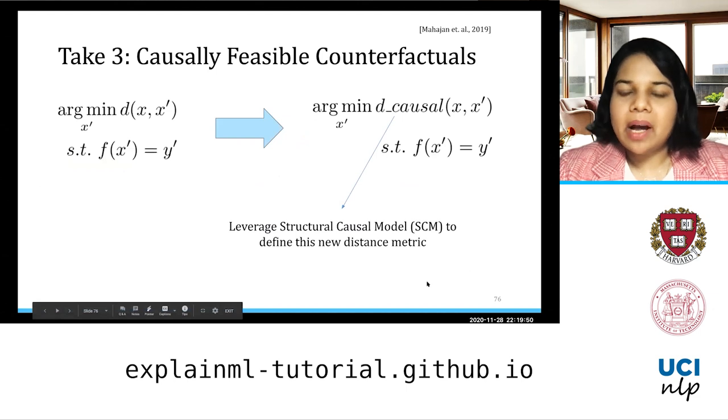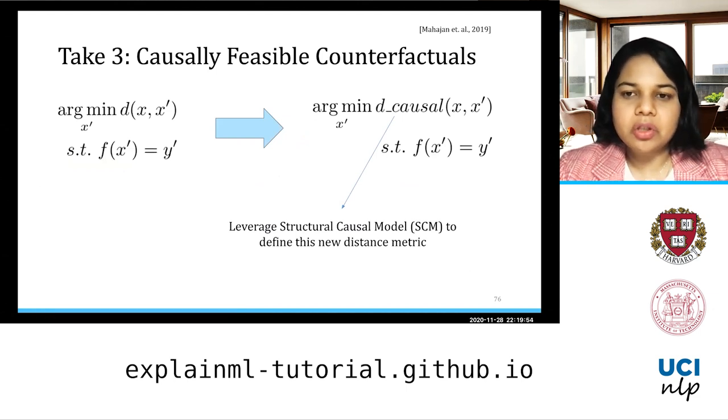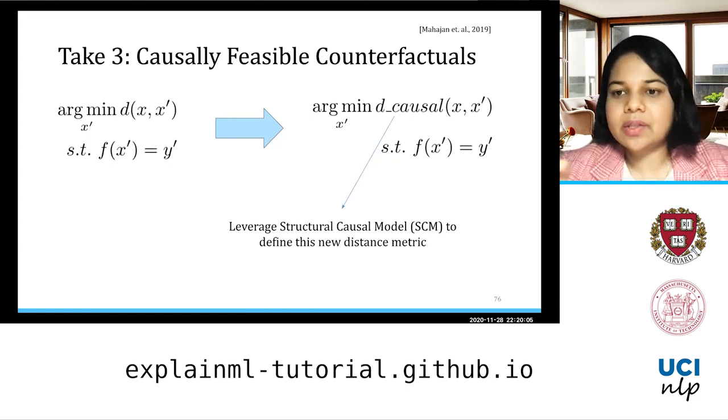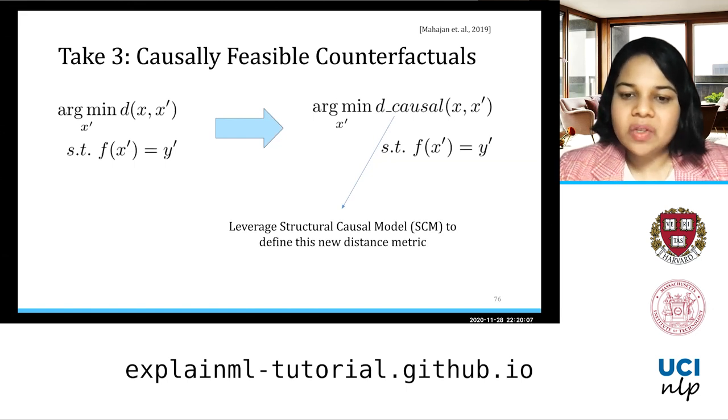For example, Mahajan et al. propose a new variant of the objective function where, instead of the standard distance metric D that we were looking at or using so far, they actually consider a new distance metric denoted by D_causal, which leverages the structural causal model in the entire process of generating counterfactuals.